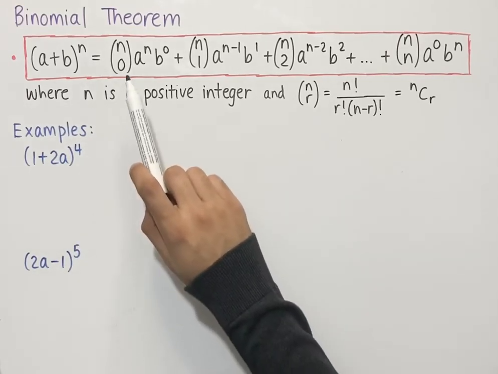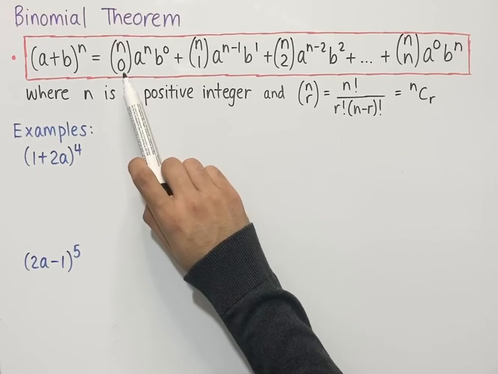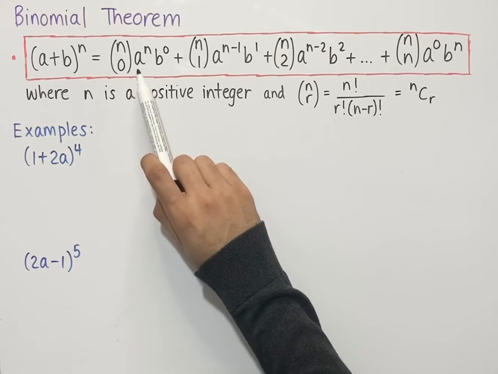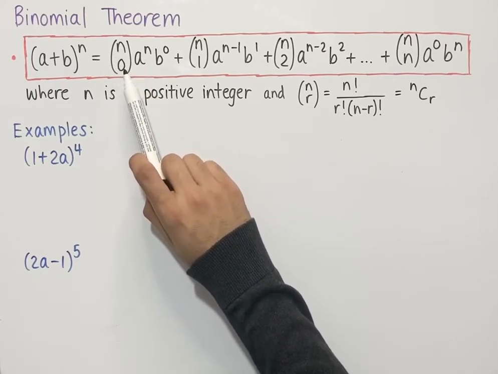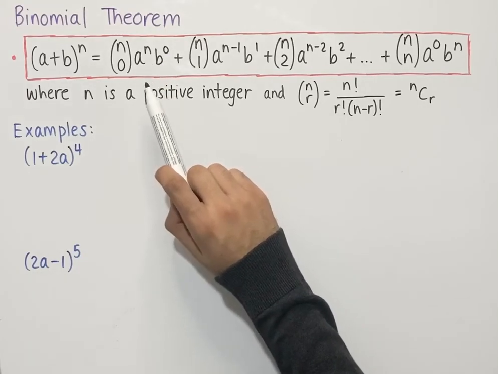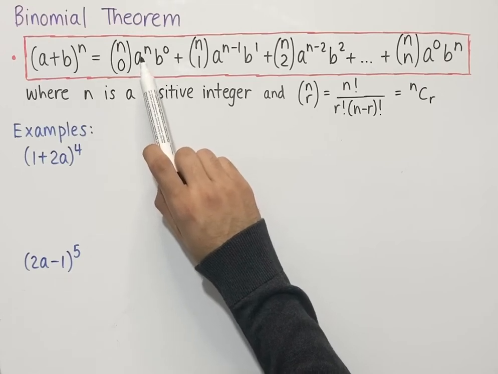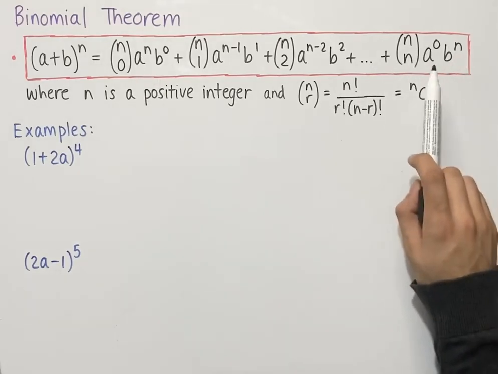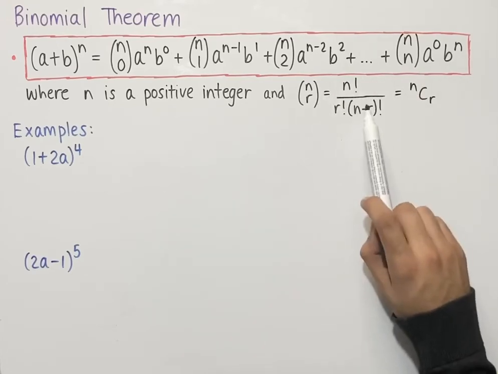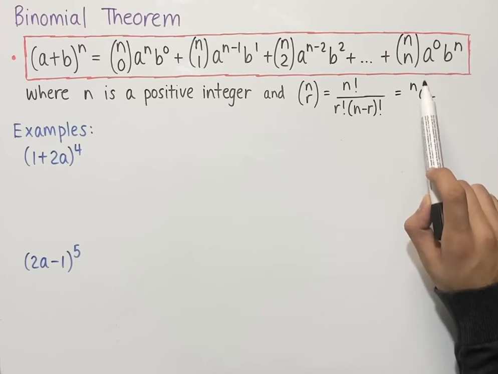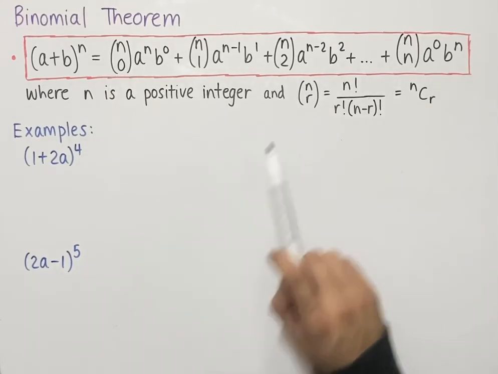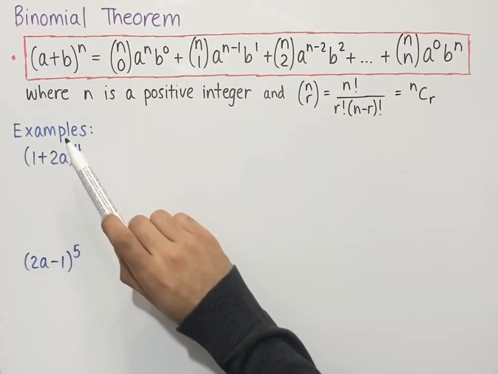Another point is that this first term, n choose 0 times a to the power of n, b to the power of 0, can be simplified to just a to the power of n, because n choose 0 by definition is equal to 1, and b to the power of 0 is equal to 1. Likewise, in this last term, n choose n by definition is 1, and a to the power of 0 is also equal to 1, and so this last term can be written as b to the power of n. But we'll keep it like this, just so that it's clear how we're using the binomial theorem to expand these.